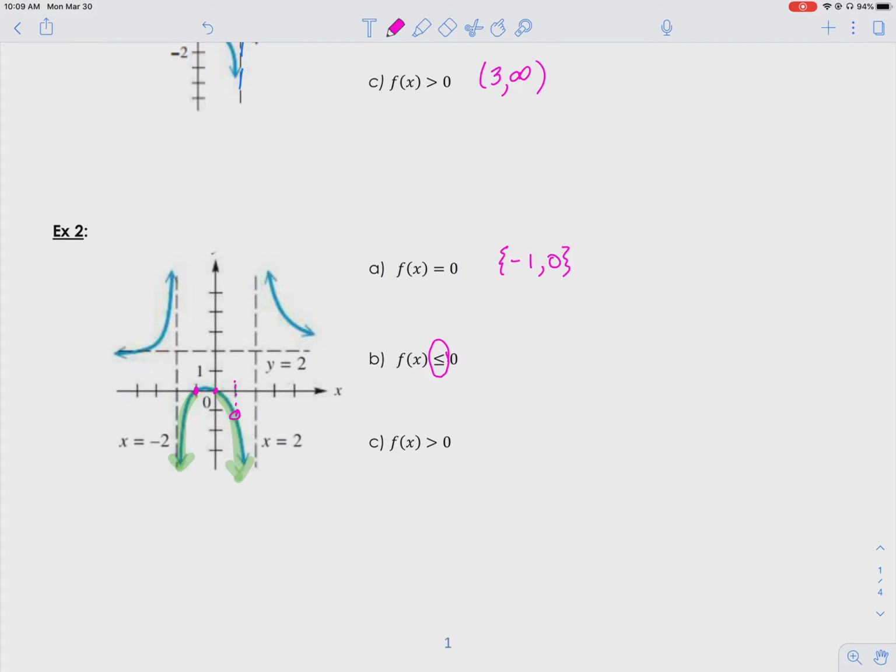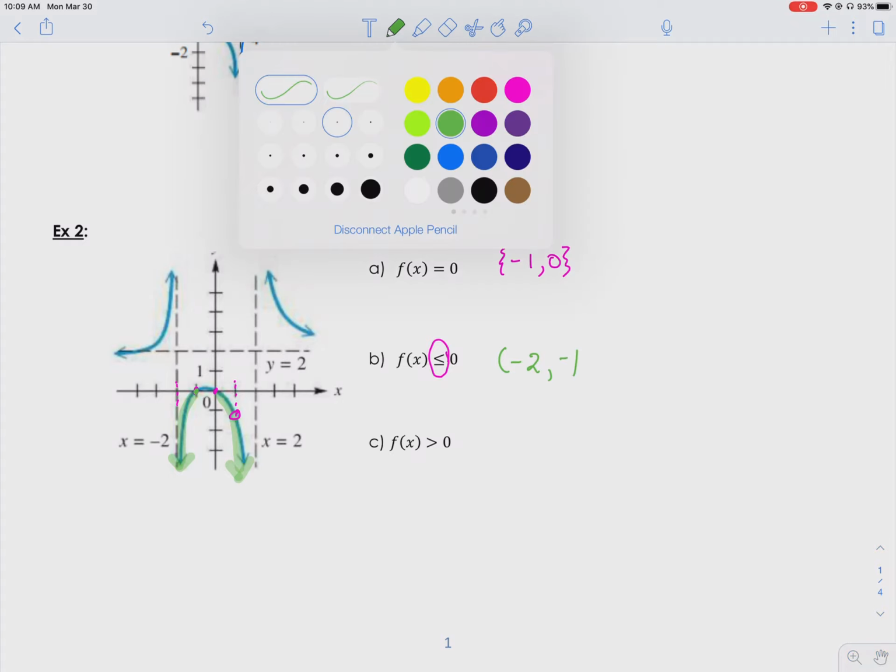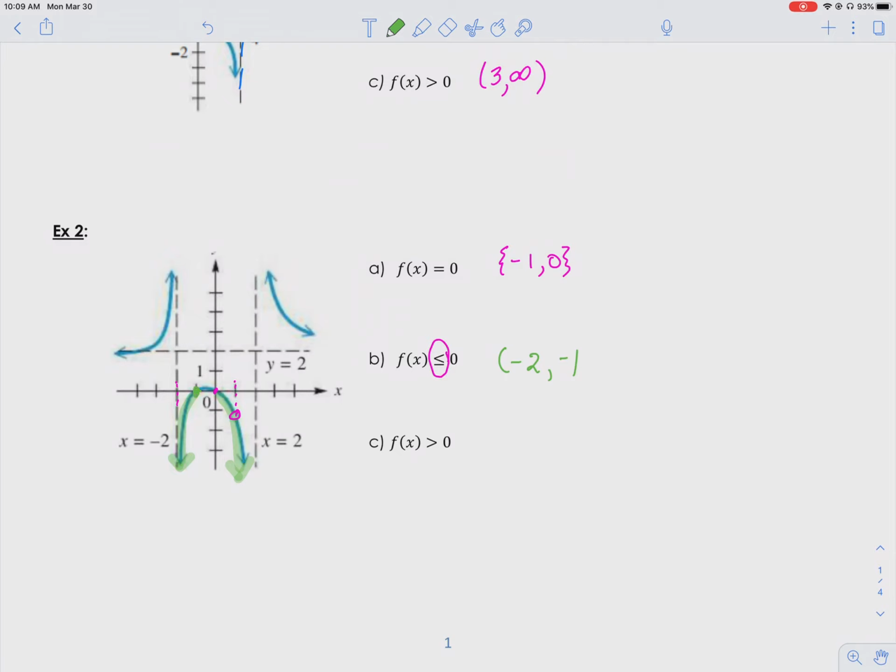We need it to go from this asymptote right here, which is -2. So it's going to be, let me do that in green, from -2 all the way up to, what's that right here? That's -1. Now notice at -1, it actually is 0, and we want it to be below or equal to 0. So I'm going to put a bracket there because -1 actually works.